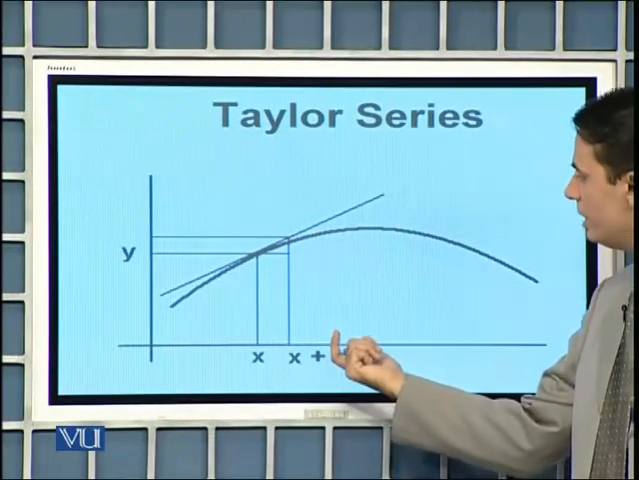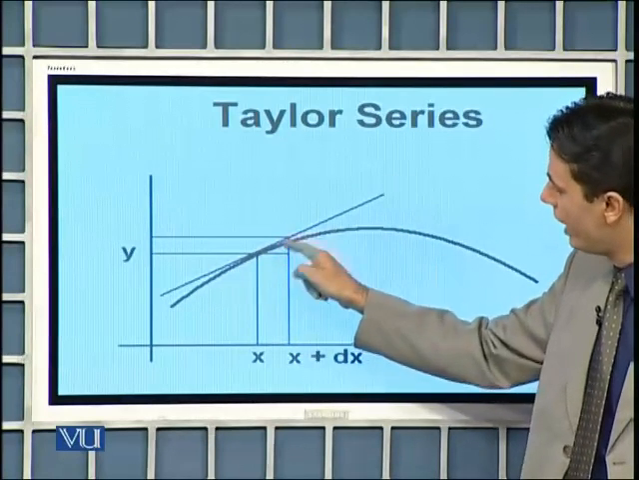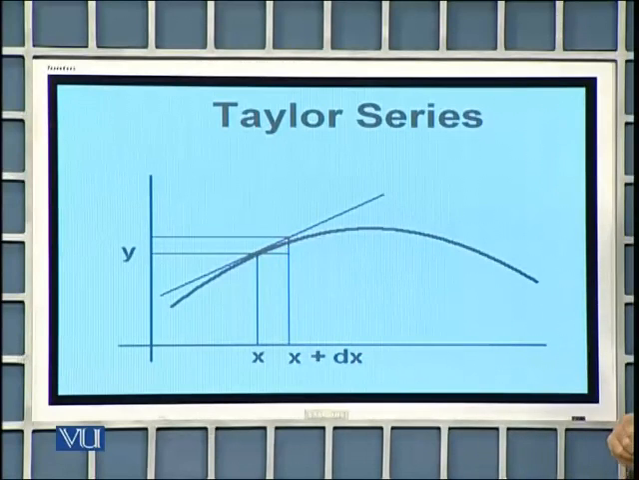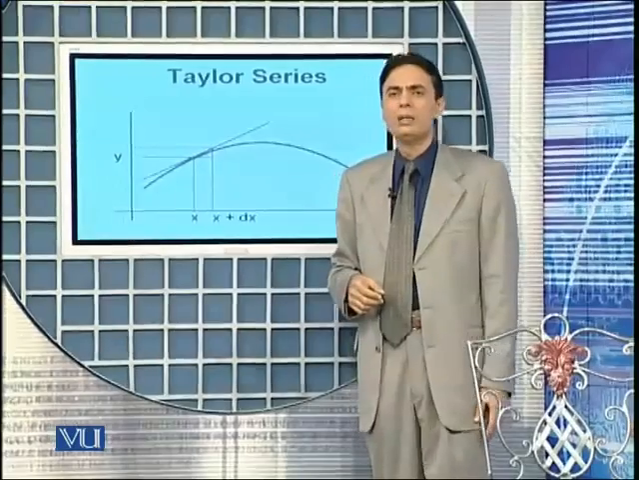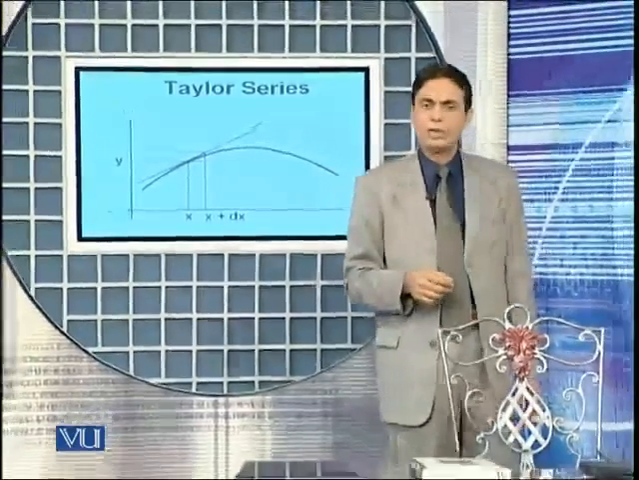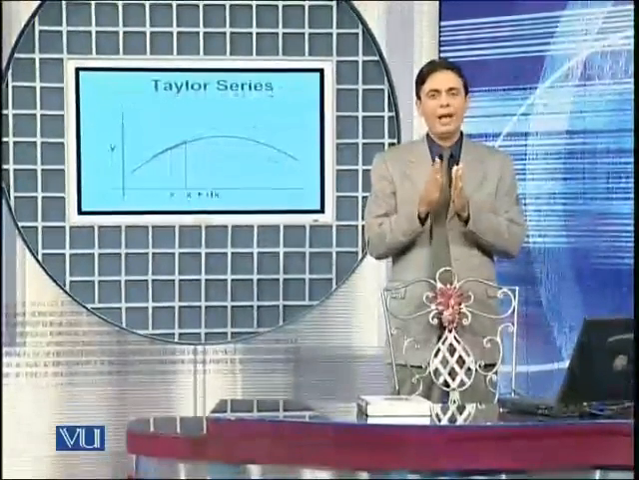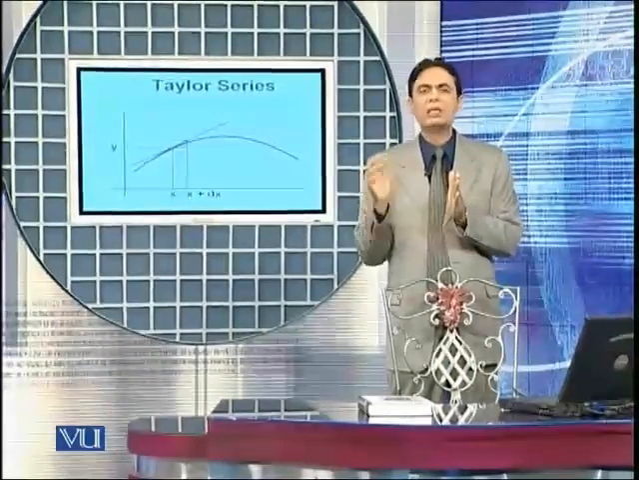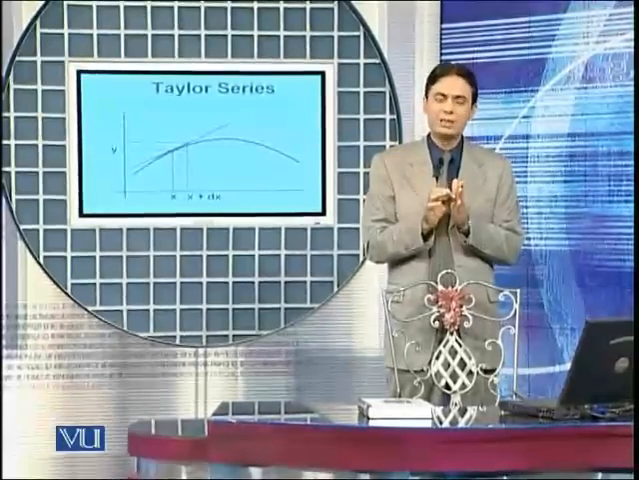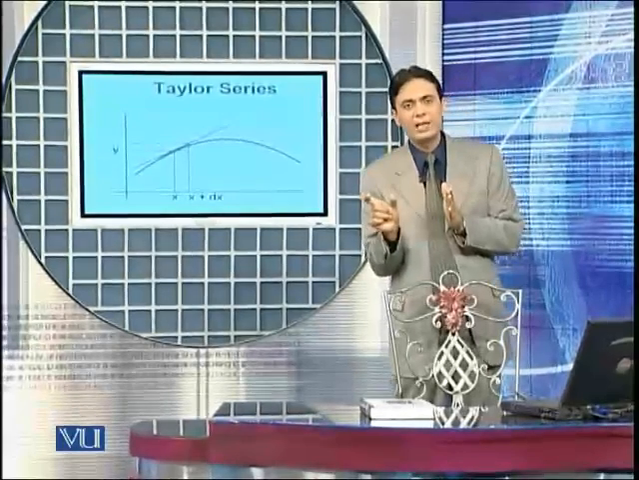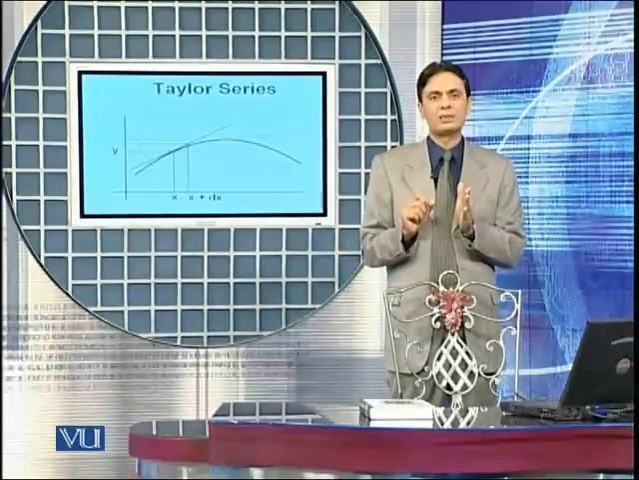And if you make this dx even smaller, the difference between the point on this straight line and the point on this function becomes even smaller. So this is the basic idea behind the Taylor series, where we say that the value of a function at a point x plus dx is equal to the value of the function at point x plus dx times the derivative of the function at point x.